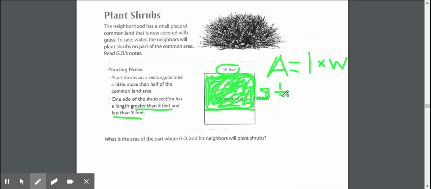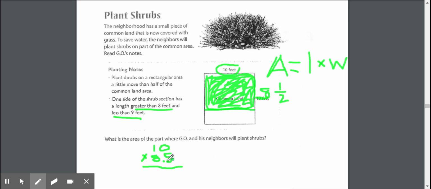So now using my formula, area equals length times width, they want to know what is the area where Geo and his neighbors will plant shrubs. So I will do 10 times 8.5. And I can do that down here. 10 times 8.5. If I write 8.5 as a decimal, I can write 8.5. And I'm going to let you multiply that out yourself.